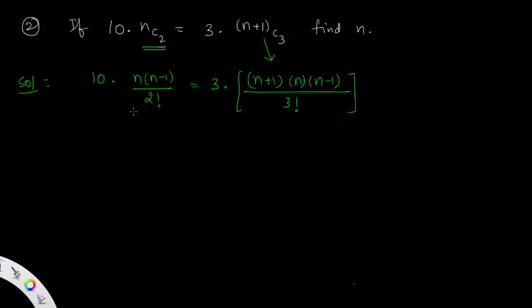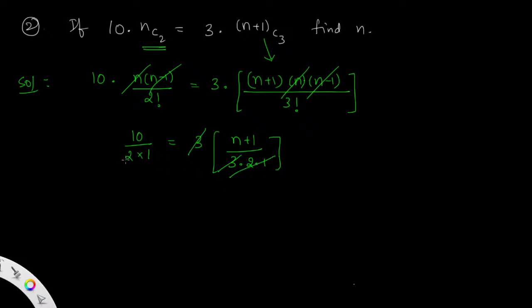Then here cancellation: n gets cancelled, n minus 1 gets cancelled. Then 10 by 2 factorial, which is 2 into 1, and 3 into n plus 1 by 3 factorial, which is 3 into 2 into 1. The 3 gets cancelled, and 2 into 1 also gets cancelled. Therefore n plus 1 equals 10, so n is 9. This is the second question.